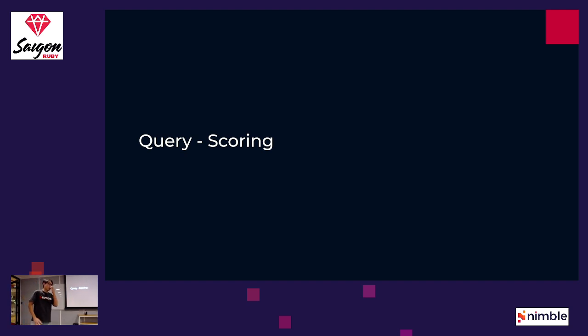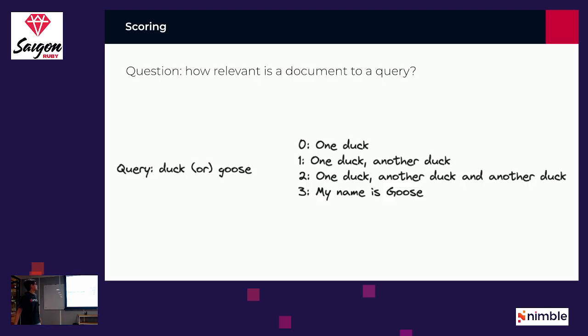Okay. Well, so another aspect of querying is scoring. Once you have the list of documents that match your query, you need some mechanism to rank them. So it's like Google search. Once you have the first page, a list of 20 entries or so, you need a way to rank them. Okay, so how can we do it?